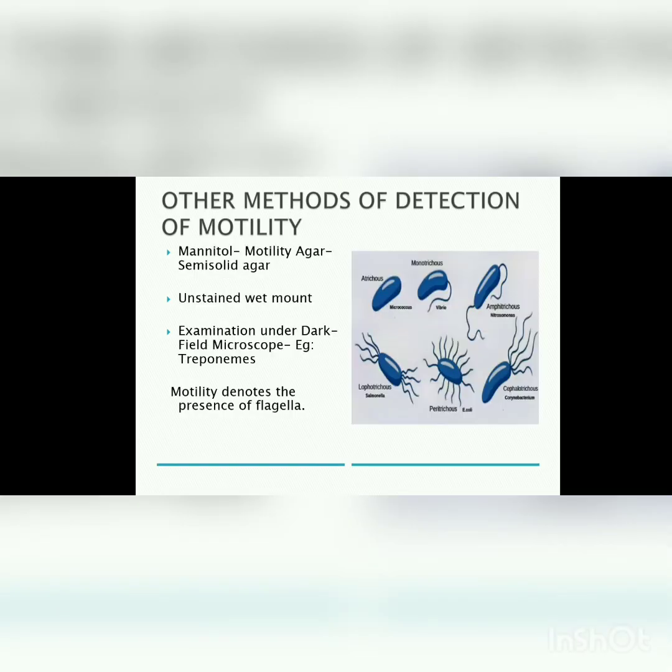Other methods of detection of motility: mannitol motility medium, a semi-solid agar used for Salmonella, and the Craigie tube method. Then unstained wet mount and examination under a dark field microscope, for example for treponemes. Motility denotes the presence of flagella. These are different types of flagella which we can see in bacteria: amphitrichous, lophotrichous, and peritrichous flagellated bacteria can be seen.